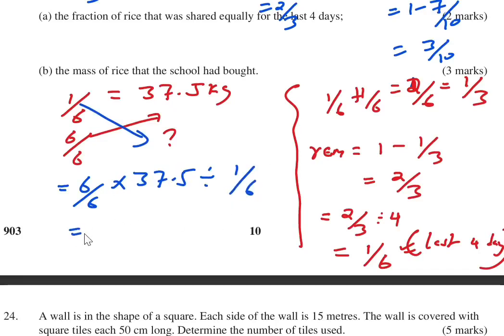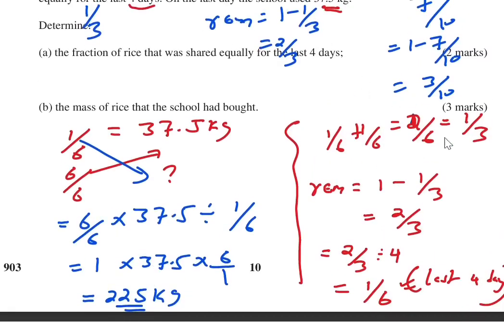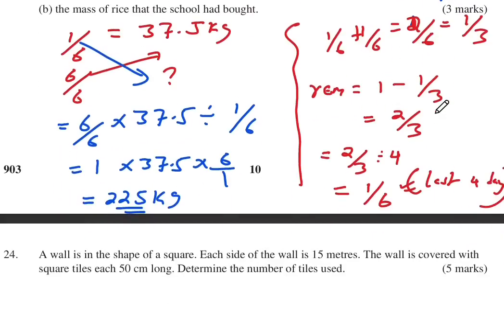So 6 over 6 is 1 times 7.5. Hii division I can change to multiplication, and then I flip this one, so inakuwa 6 over 1. So pick a calculator, that's 7.5 times 6. You can see it is 45 kilograms. So shule ilikuwa imenunua 45 kilograms of rice. So the answer is 45 kilograms of rice. That is the answer to part B. And we score those 3 marks. Going to number 24.